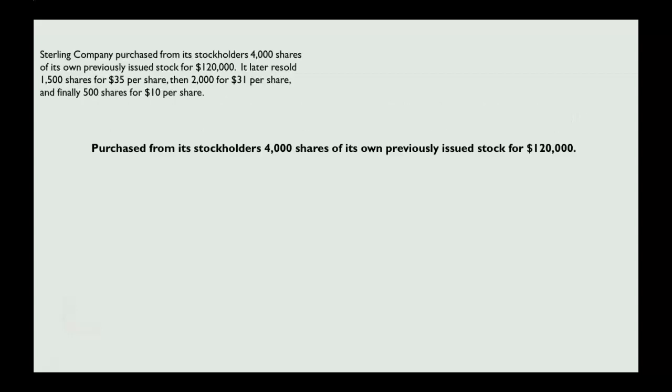So let's first work on the purchase of the treasury stock. So we purchased 4,000 shares for $120,000. What are we getting? We are getting treasury stock, right? Whenever we buy back stock from our shareholders, that's called treasury stock. So we want to debit our treasury stock, and we are using cash to purchase this treasury stock, so we credit our cash. And for how much? That's where that $120,000 comes in.